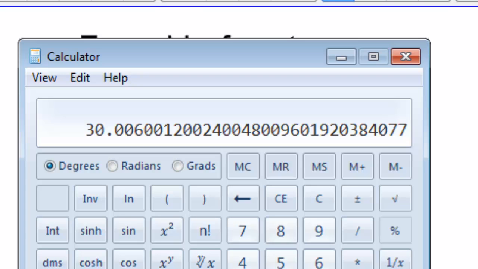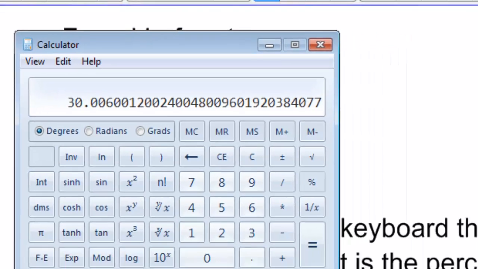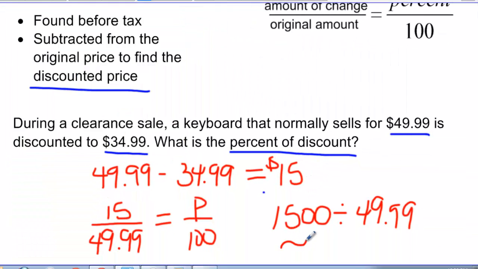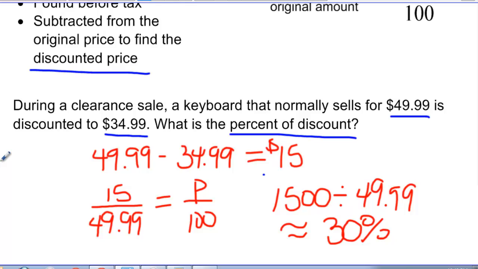That is awfully darn close to 30%. So I'm going to say that that is about 30%. They probably did a 30% discount, and then when they rounded, it got off a little bit because they rounded to the nearest cent. But that is a 30% discount, basically. The answer to the free response question for today is stir crazy.